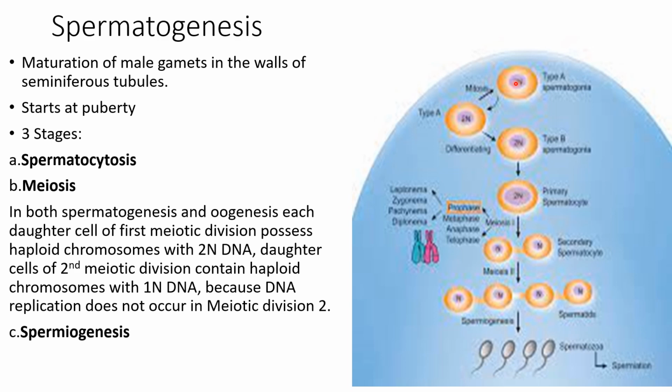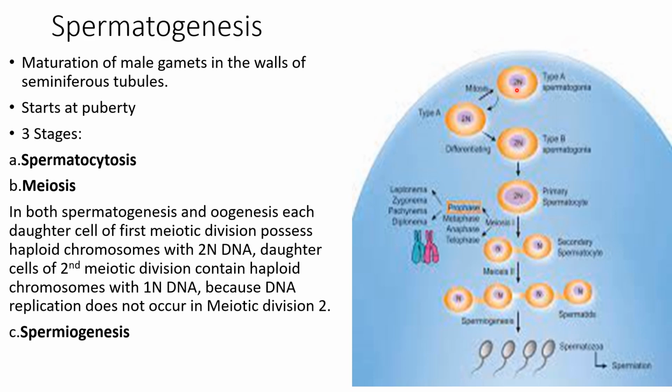Then the second step is meiosis. The first meiotic division is a reduction division, and the second meiotic division is similar to mitosis. The last stage is spermiogenesis, in which there is conversion of spermatids into spermatozoa. So the entire process of spermatogenesis is divided into three stages. Now first we will begin with spermatocytosis.